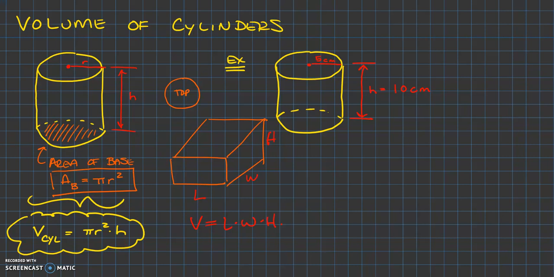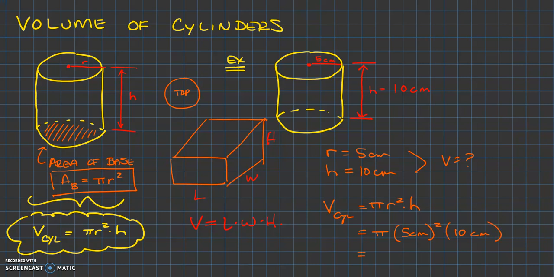Let's look at a quick example here. We have a cylinder with a radius of 5 centimeters, and it has a height of 10 centimeters. And we want to know, what is the volume? Well, we know our formula. The volume of a cylinder is equal to pi r squared times h. And so we begin to substitute everything we know. The r is 5 centimeters, and we're going to square that. And we're going to multiply it by the height, which is 10 centimeters.